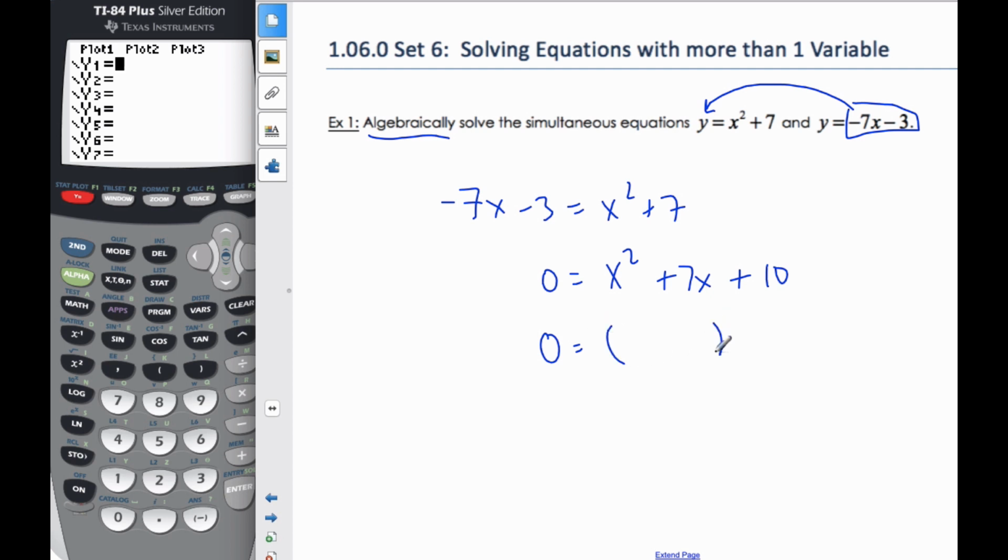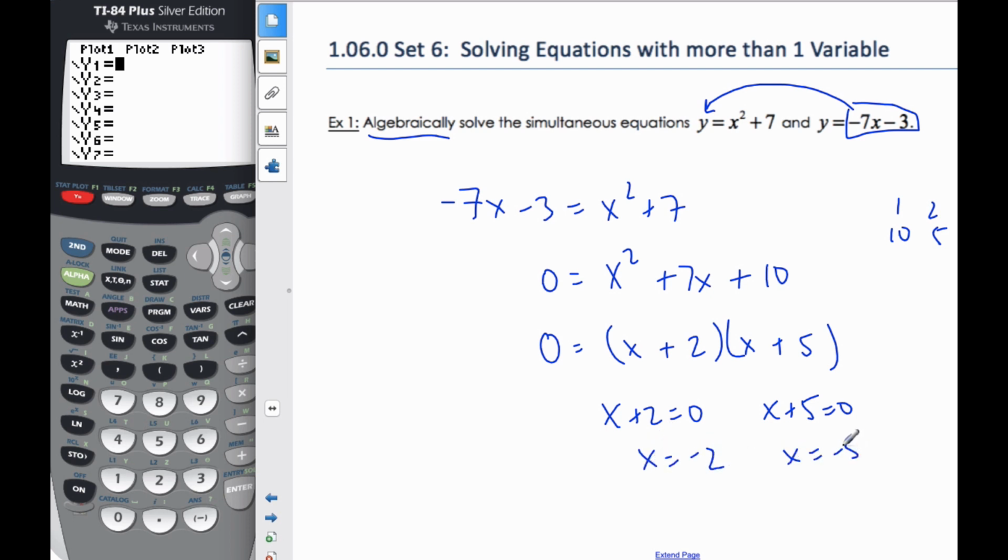Factoring now, using my null factor method. And the magic question: what two numbers multiply to get 10? Well, I get 1 and 10, and 2 and 5, and add to get 7. Well, that's going to be 2 and 5. They're both going to be positive, since this is positive and this is positive. Using the null factor method, I can say now x plus 2 is 0, or x plus 5 equals 0. So x equals minus 2, and x is equal to minus 5.